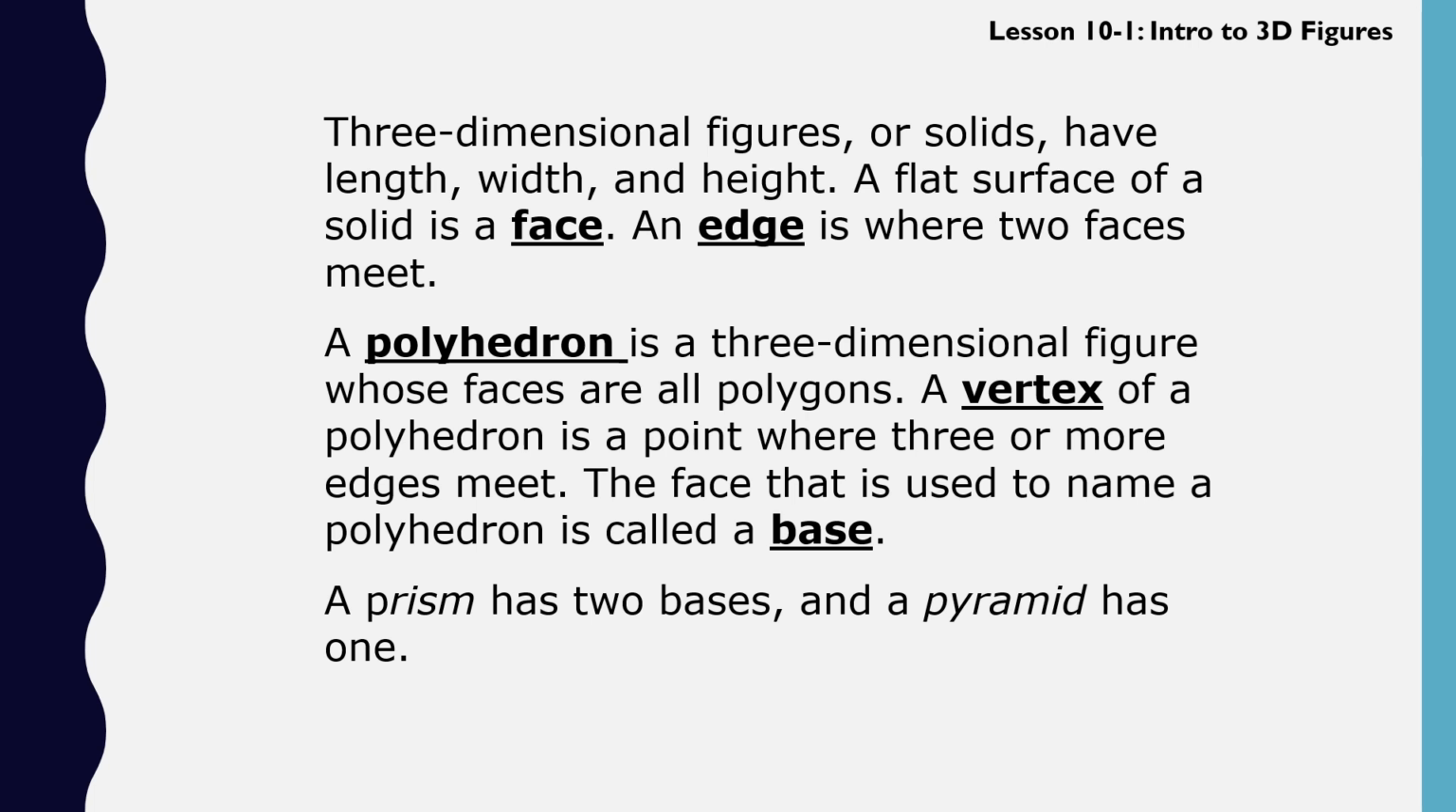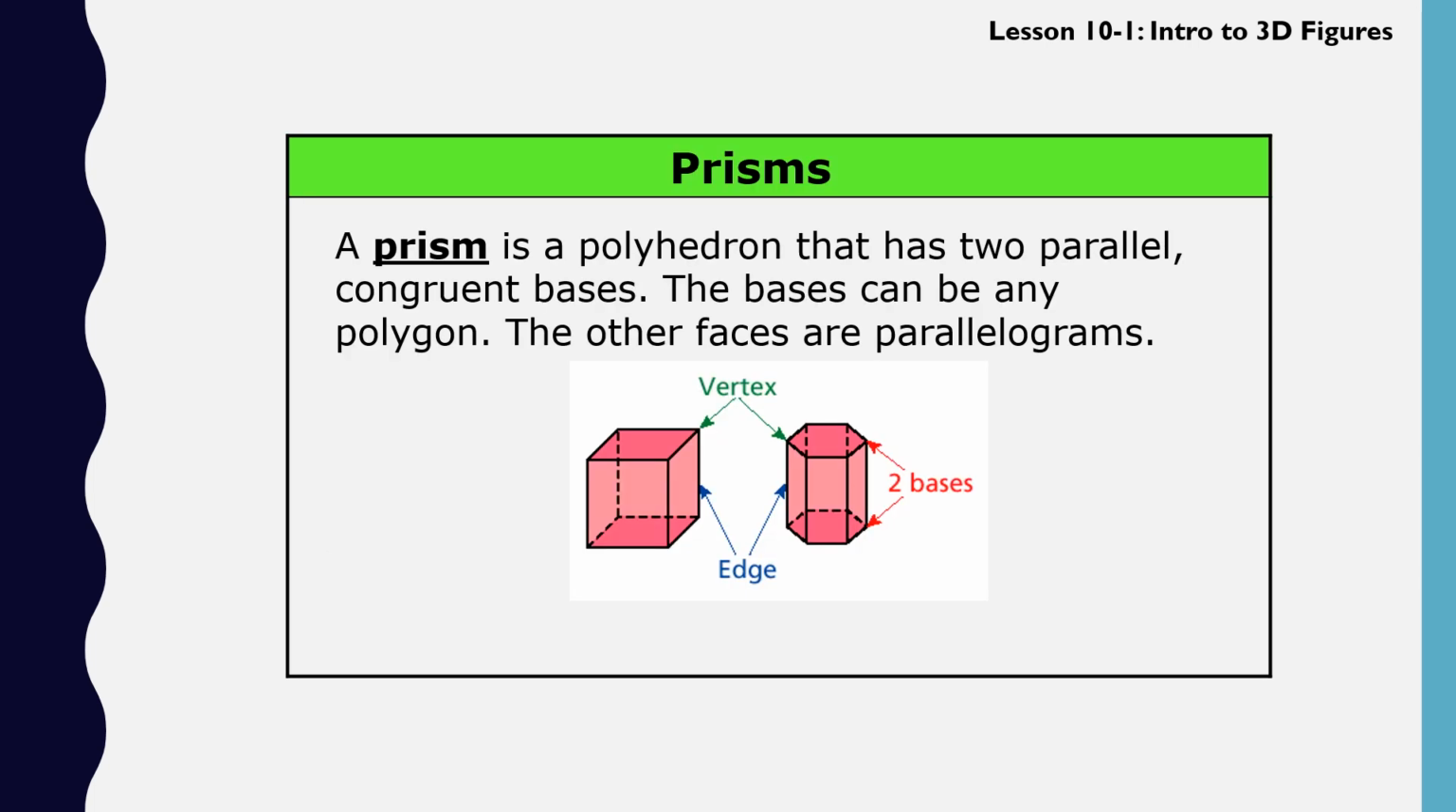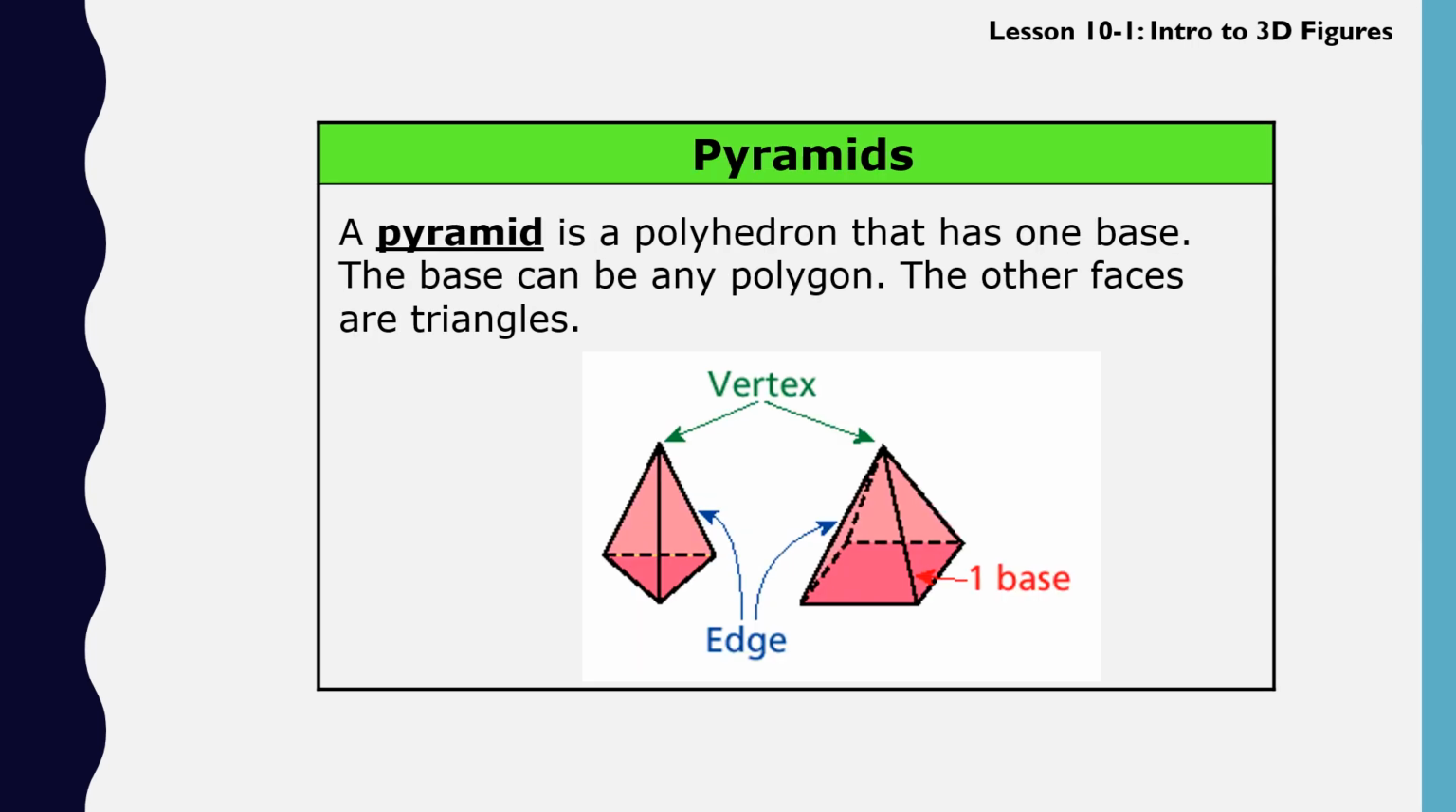A prism has 2 bases. A pyramid just has 1. A prism is a polyhedron that has 2 parallel congruent bases. The bases can be any polygon. The other faces are all parallelograms. A pyramid is a polyhedron that has 1 base. The base can be any polygon. The other faces are all triangles.